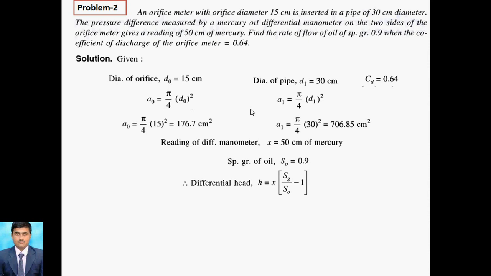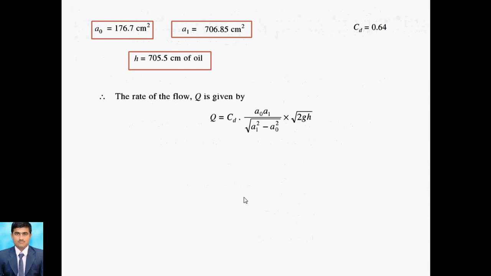Here this relation is used because in a differential manometer the mercury is flowing, and we consider the oil in the pipe. That's why we use the relation x into (Sg upon S naught minus 1). So here Sg you can take 13.6 because mercury is placed, S naught is 0.9, and x is 50. So we can calculate the H over here.